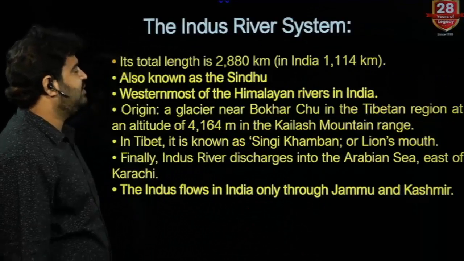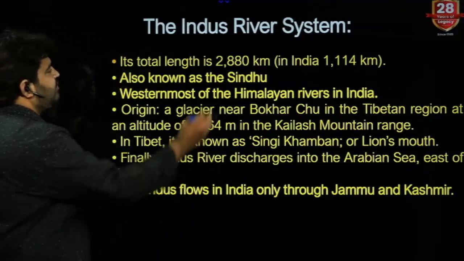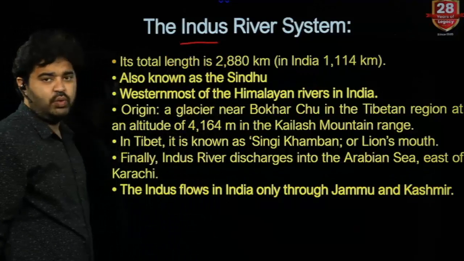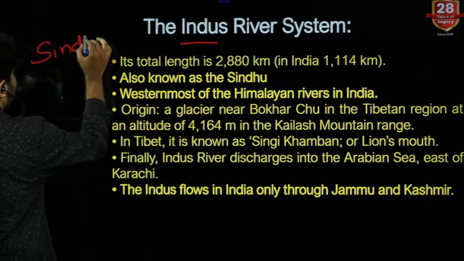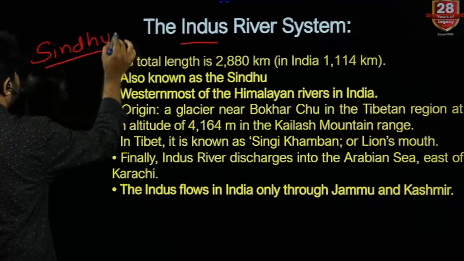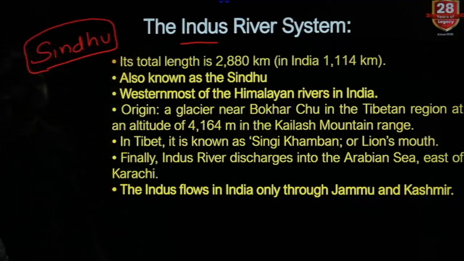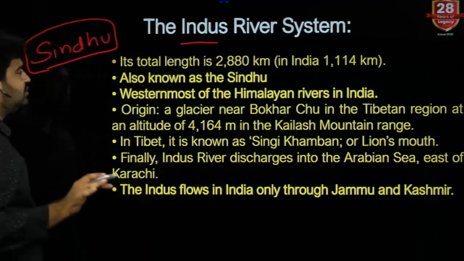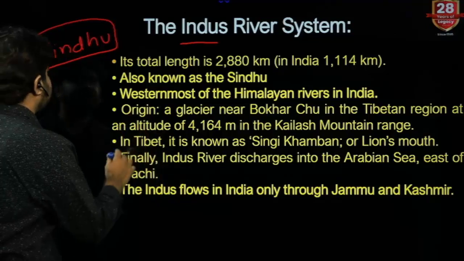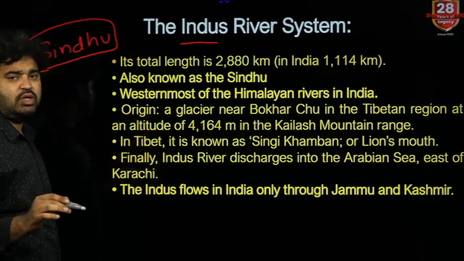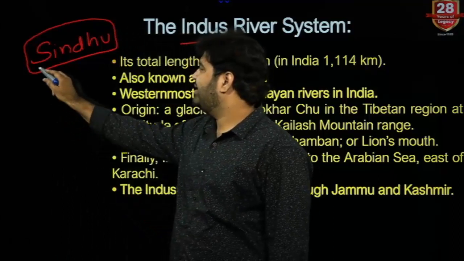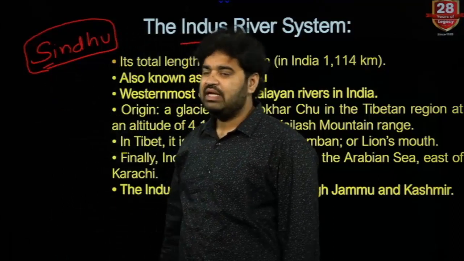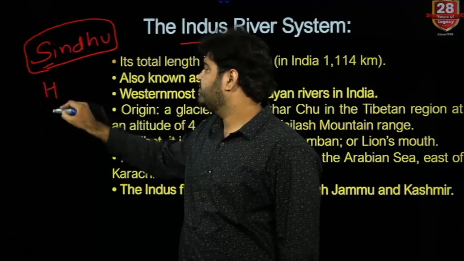Now first let's deal with the Indus river system. The river Indus is also known as Sindhu. The name India is derived from this river, and not only the name India, but also the religion Hindu. The Persians were the first ones to arrive in India. In Persian literature, they don't have the sound sa. Instead of sa, they use the sound ha.